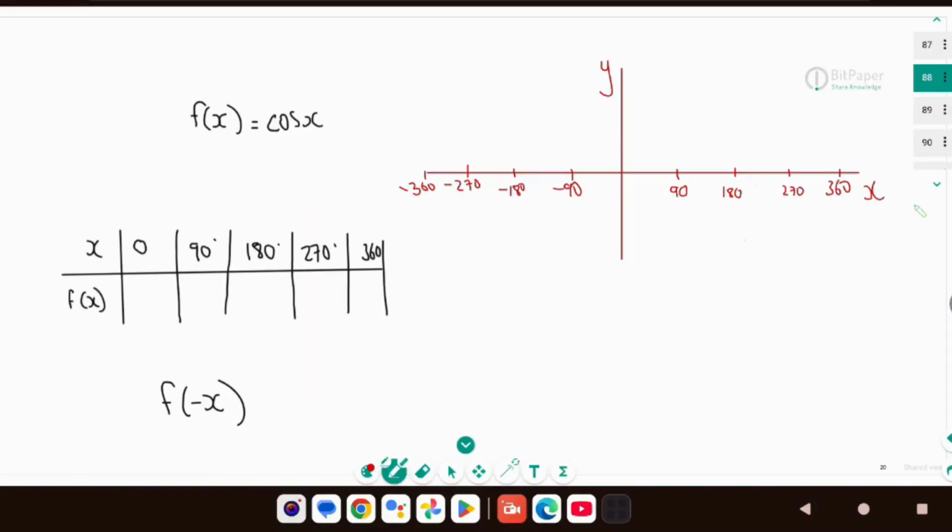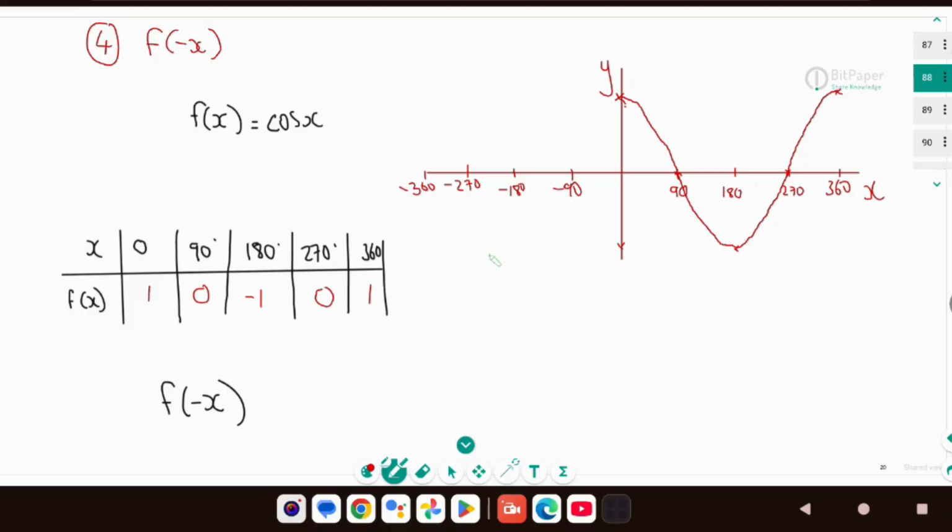Okay, what happens when you multiply inside the function by -1 first? So what's f of minus x? This is transformation number 4, f of minus x. So, the graph of cos x. Cos 0 is 1. Cos 90, 0. Cos 180, -1. Cos 270, 0. Cos 360 is 1. Let me just quickly sketch that graph.